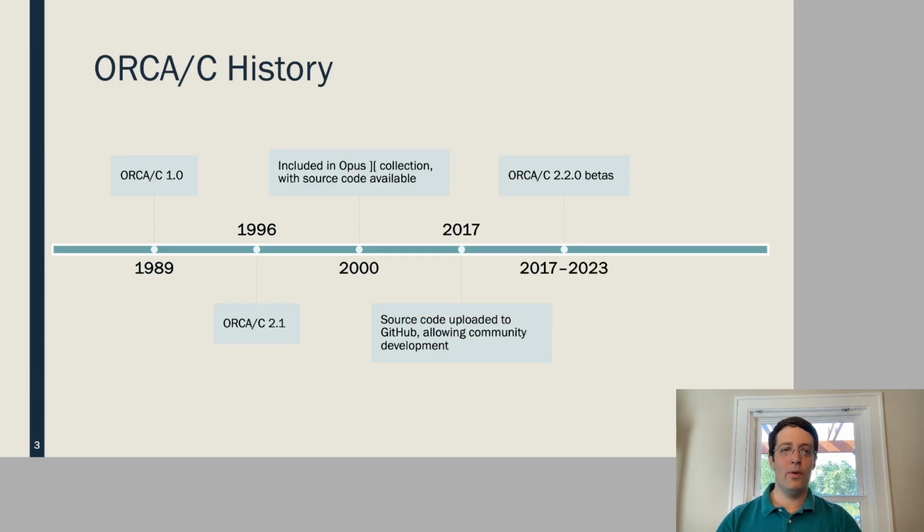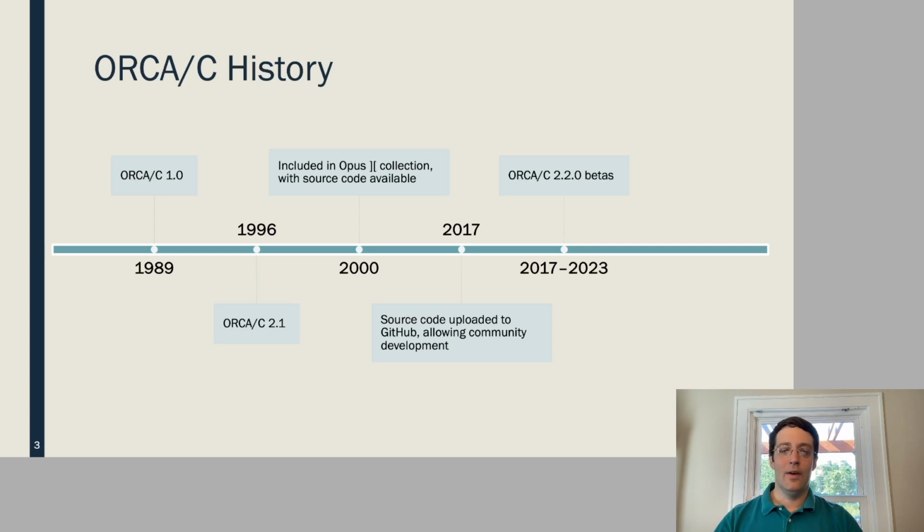ORCA C 1.0 was released back in 1989. There were several updates in the years following that, culminating in ORCA C 2.1, released in 1996. Then in 2000, the ByteWorks put out a collection called Opus 2, which was basically all their Apple II software, including ORCA C, in one collection. And with that, they also made available the source code for their software, including ORCA C. So that meant that people could get that source code and look at it and potentially start modifying it.